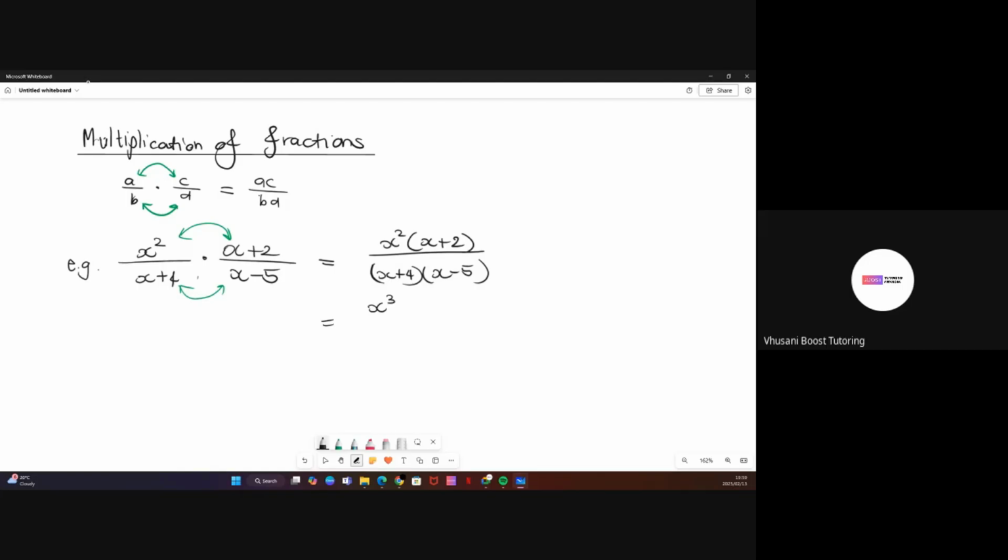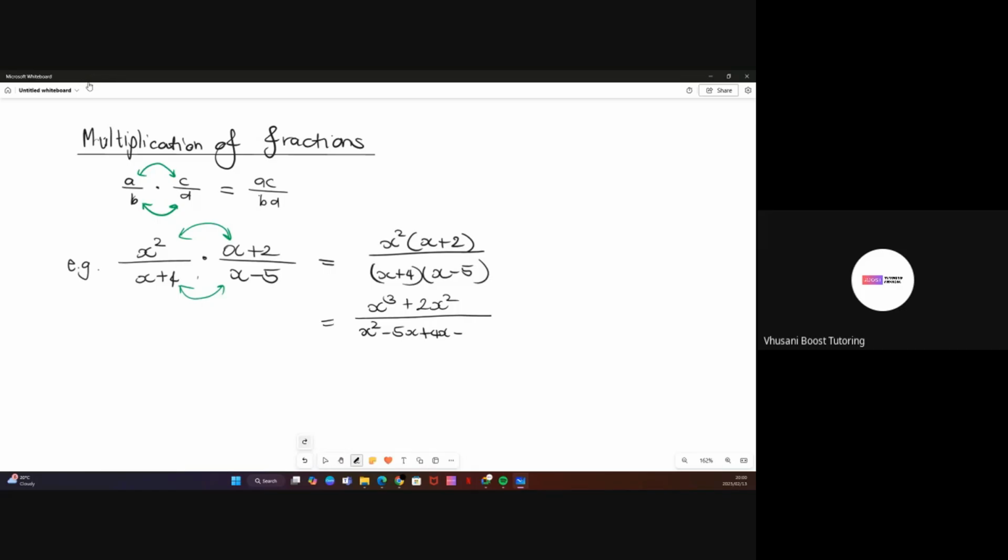So we'll have x to the power of 3 when we multiply the x squared inside, plus 2x squared. This is divided by these two brackets. When we multiply them together, we use FOIL. I'm just going to do it quickly because I assume you guys should be fine with that. So we would have x squared minus 5x plus 4x minus 20.